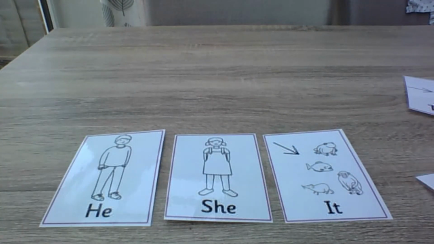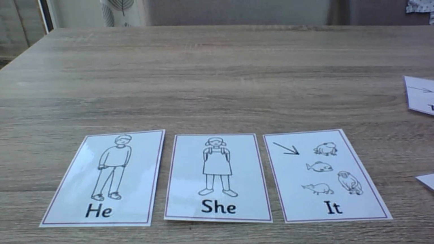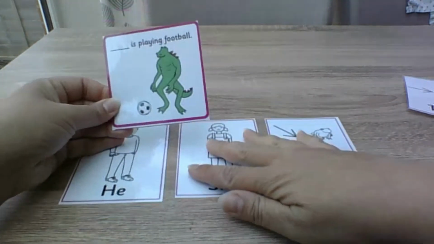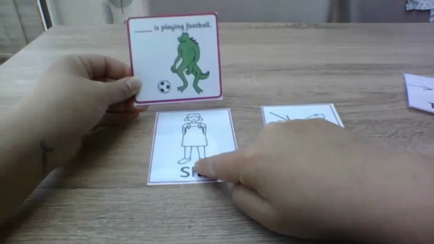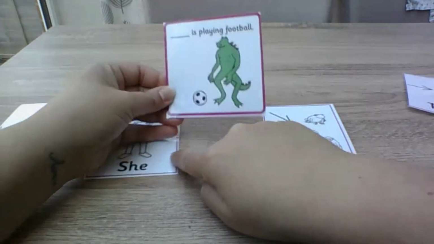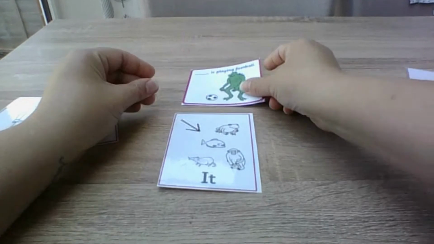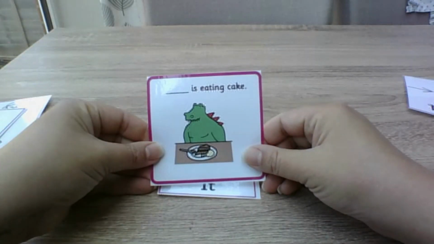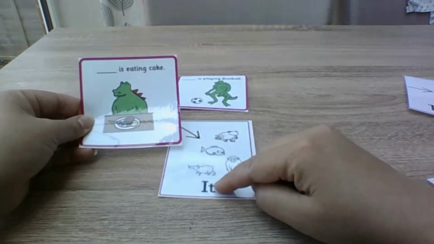Once they are clear on using he and she as a pronoun, you can include it as well, and there are some cards with little monsters, so it wouldn't be he or she is playing football, it is playing football. And again, it is eating cake.